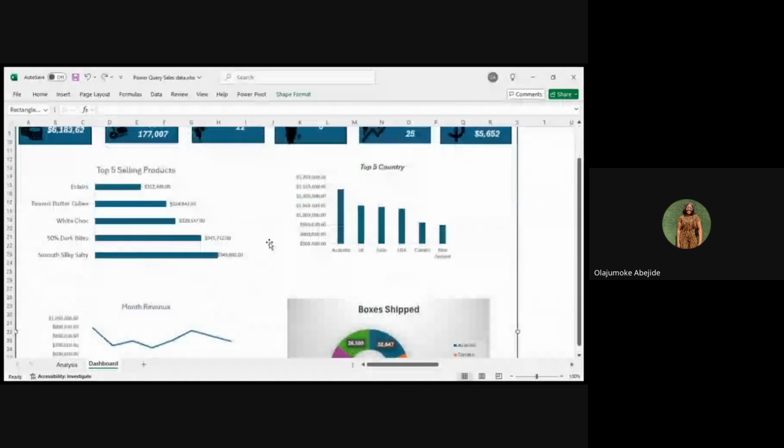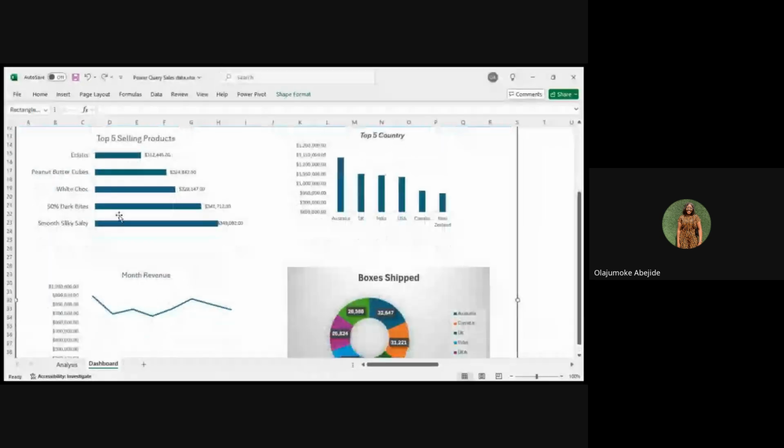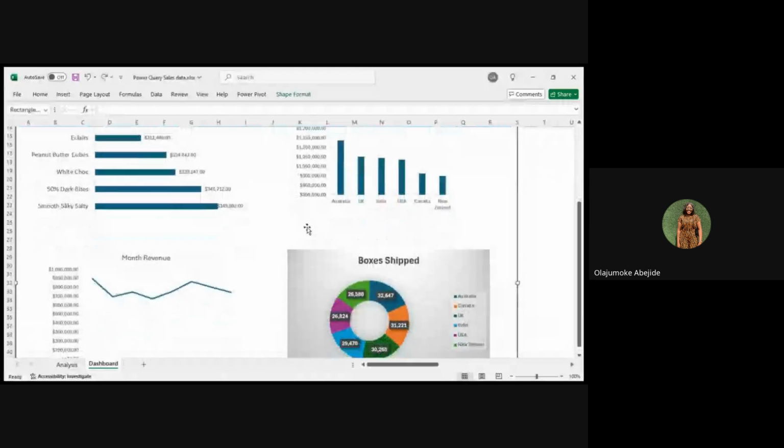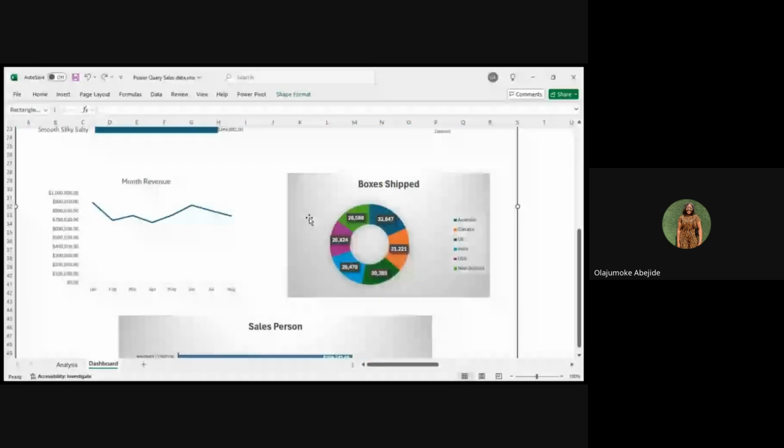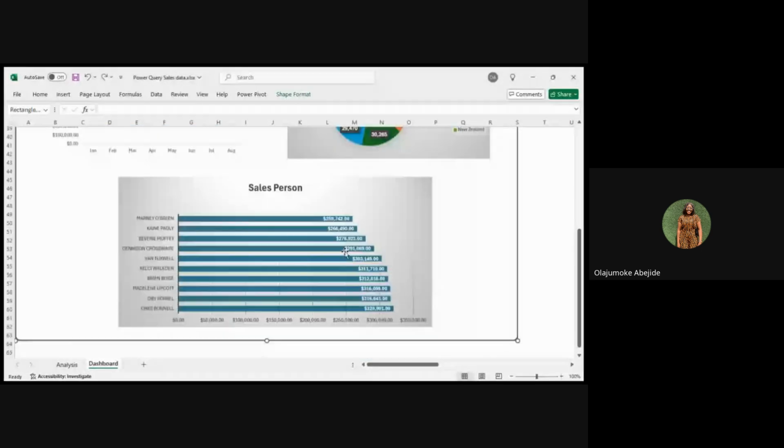Then the top 5 selling products is this. I have my top 5 countries, my monthly revenue from January to August, boxes shipped. According to this, we have Australia, which is the highest, 32,000, followed by, moving clockwise, Canada, 31,000, UK, 30,000, India, 29, USA, 26, and New Zealand, 26,580.